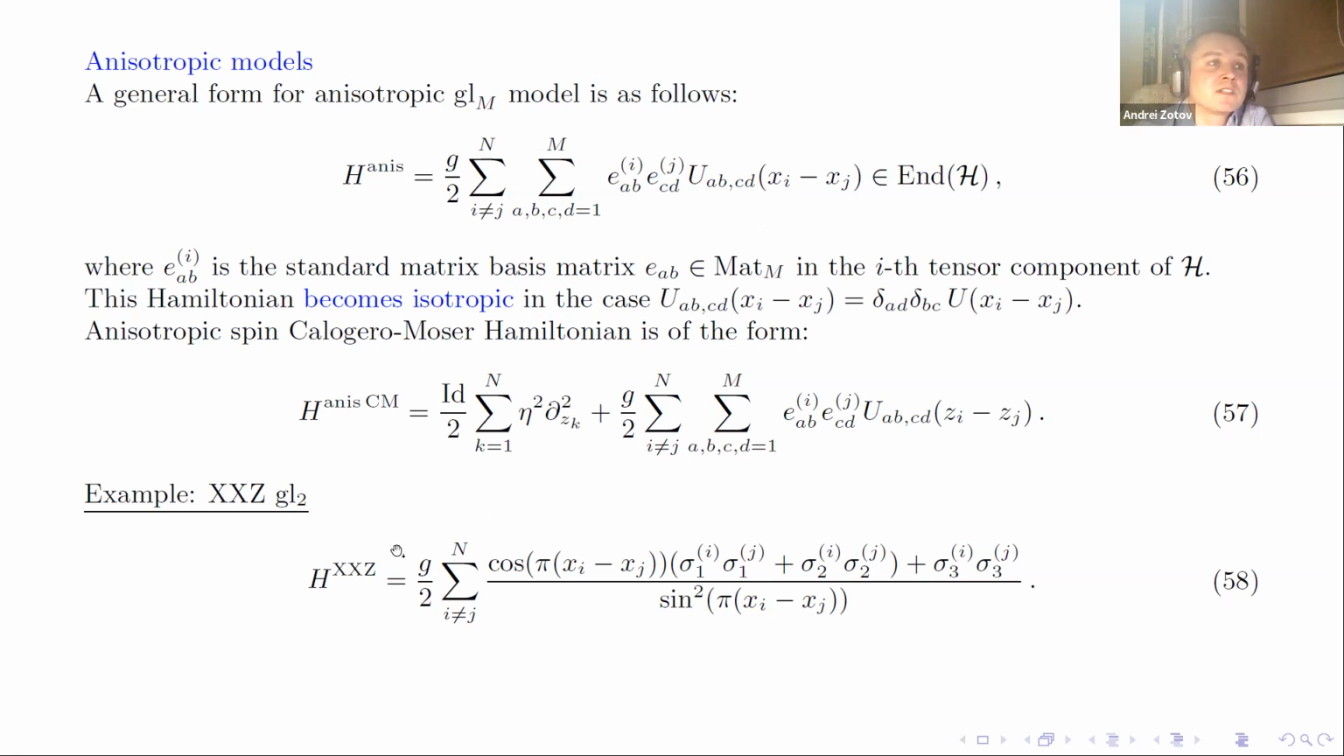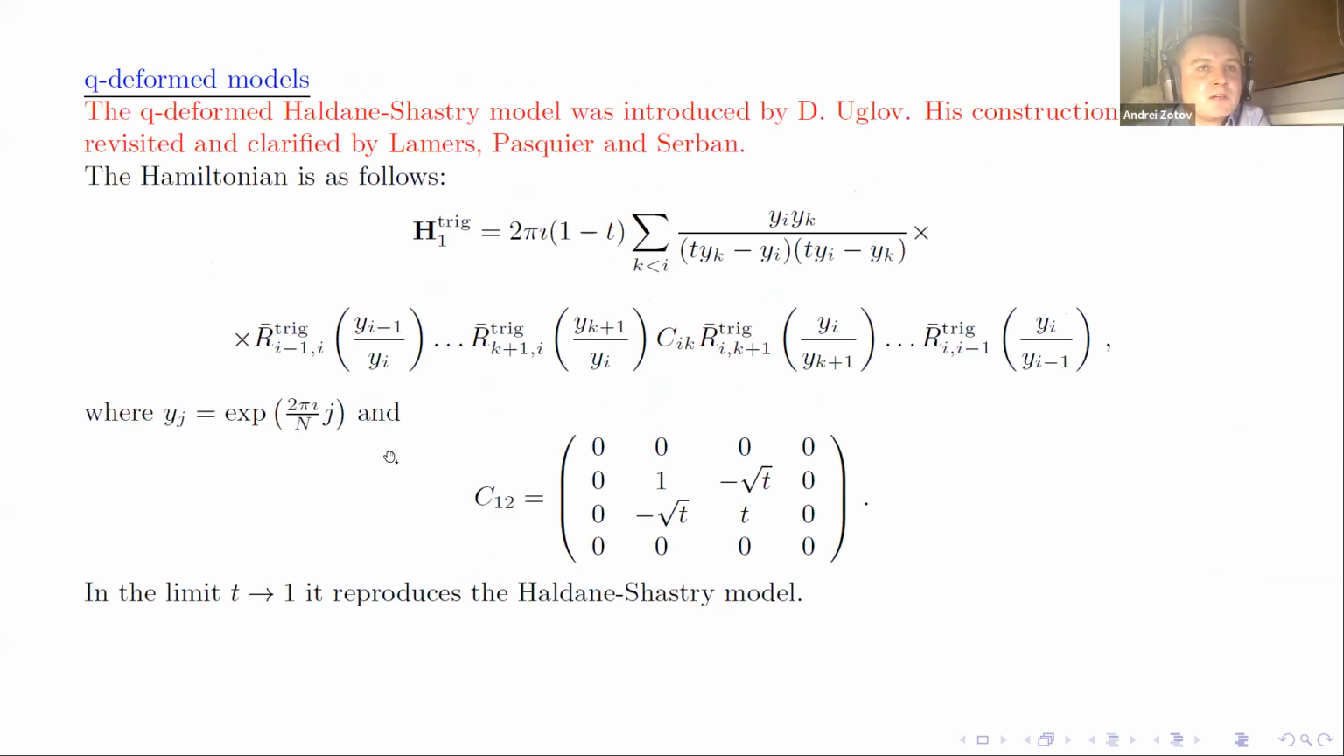For example, here is an example of the integrable XXZ model, and it is anisotropic in the sense that there is a coefficient which stands behind the products of sigma 1 and sigma 2, but the coefficient behind sigma 3 is 1. But all what I just told was about non-relativistic models, and we're dealing with relativistic models in this talk. This is why we proceed to the so-called q-deformed Haldane-Shastry model, which was introduced by Uglov in the 90s, and in the recent paper by Lacroix, Pasquier, and Serban, his construction was revised and very much clarified.